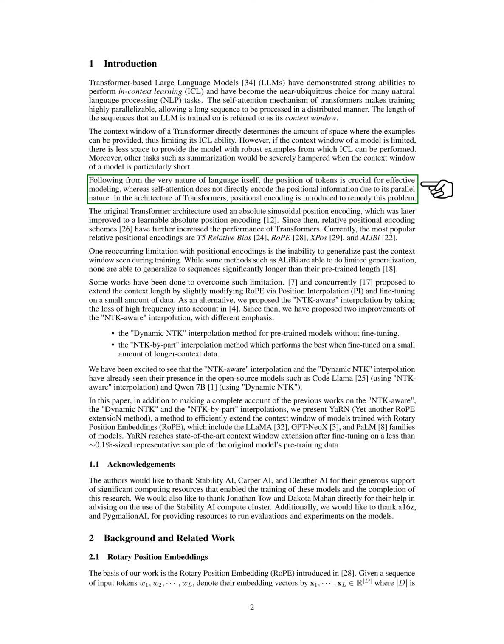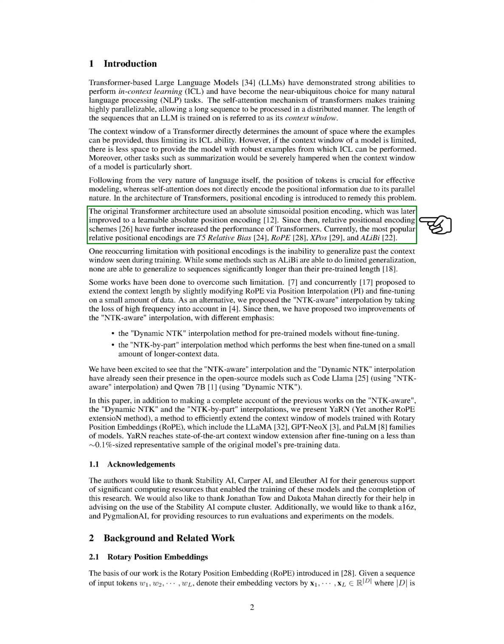Another challenge with these models is their handling of positional information. In language, the position of words or tokens is crucial for understanding meaning. However, the self-attention mechanism of transformers doesn't directly encode this positional information due to its parallel nature. To address this, transformers use something called positional encoding. The original transformer models used a fixed sinusoidal position encoding, which was later improved to a learnable position encoding. More recently, relative positional encoding schemes have been developed, which have further improved the performance of transformers.